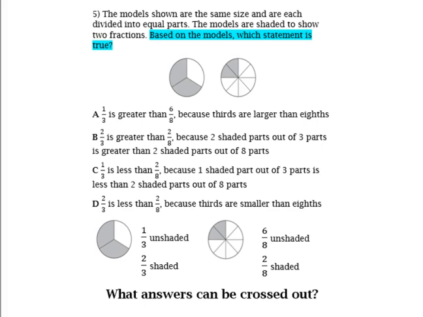Let's see. Lastly, D, 2/3, which is the shaded part on the left-hand side, is less than 2/8, because thirds are smaller than eighths. So in this answer choice, we're saying that the shaded part on the left is less than, or another way to say it, is smaller than the shaded part on the right. Based on that information, are there any answer choices that can be crossed out?